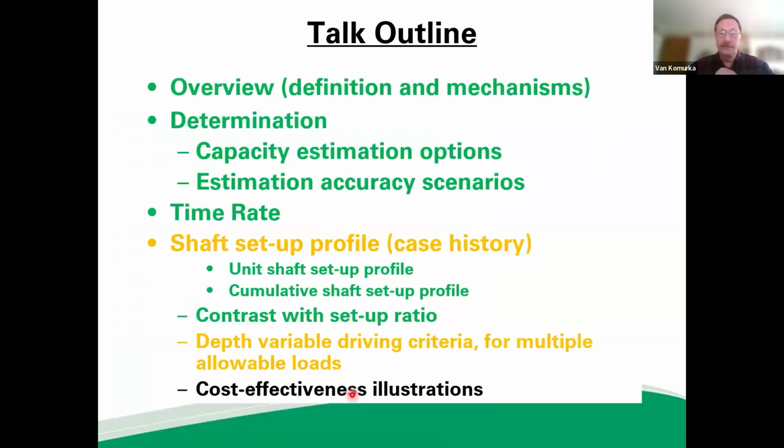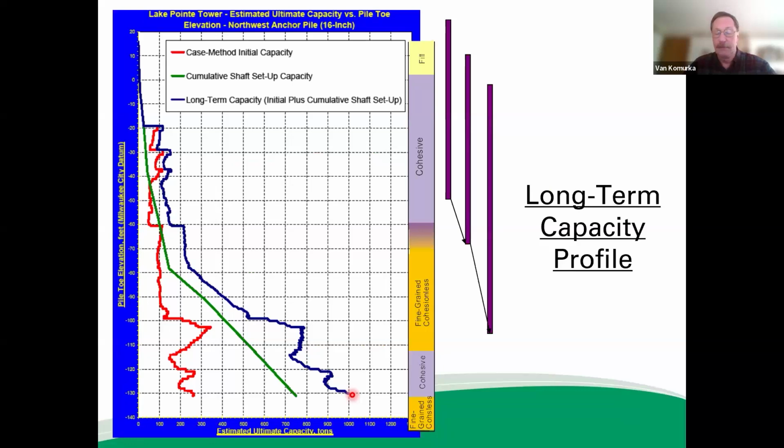So we've talked about characterizing setup and incorporating it in design. Now let's talk about incorporating it into installation. Okay, great. We've characterized it this way, and we've hopefully demonstrated the benefits of characterizing it this way. Let's see now how we bring that into our driving criteria and our field installations. So we're going to take this design cumulative setup profile and use it to develop driving criteria.